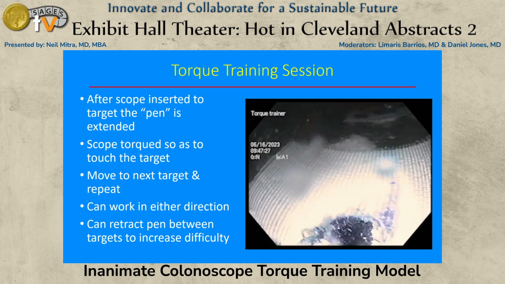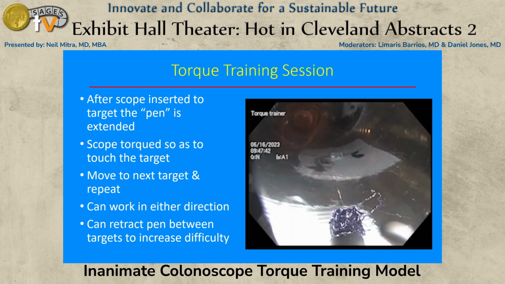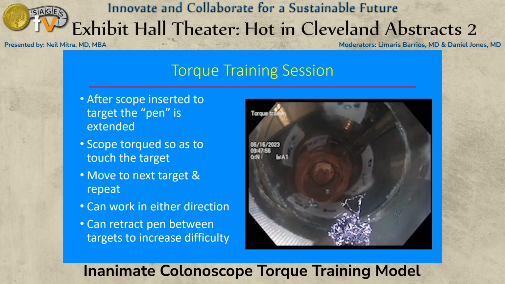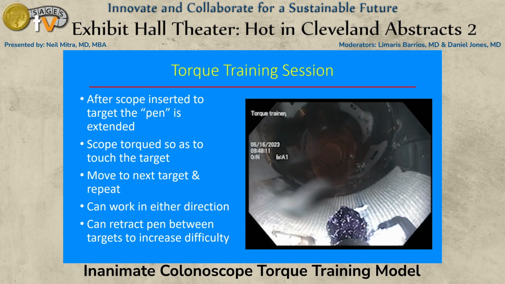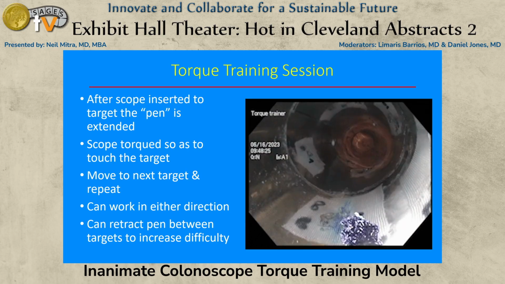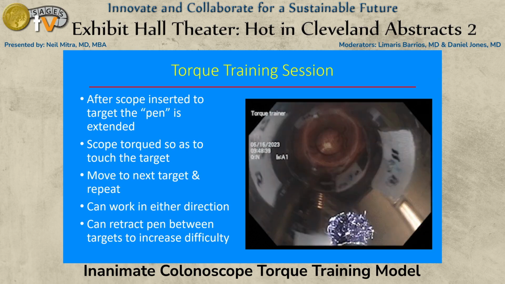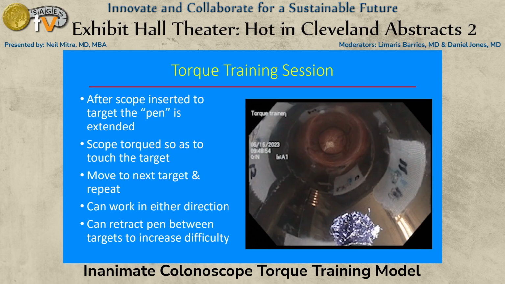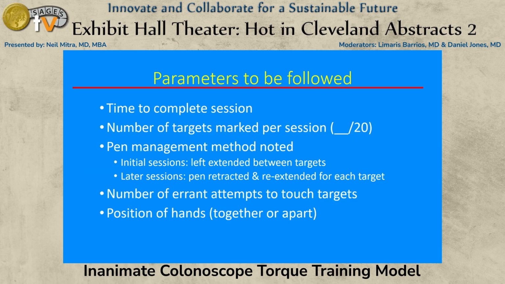The exercise can be done either proximal to distal or in reverse order. Initial sessions are done with the pen left extended from the tip between targets. However, once mastered, the pen is withdrawn and re-extended between targets. The time required to touch all 20 targets is noted, as is the number of targets touched. The pen management method and the number of times the pen touches the tube around the hole instead of the cotton plug will also be recorded. Hand position will also be tracked.